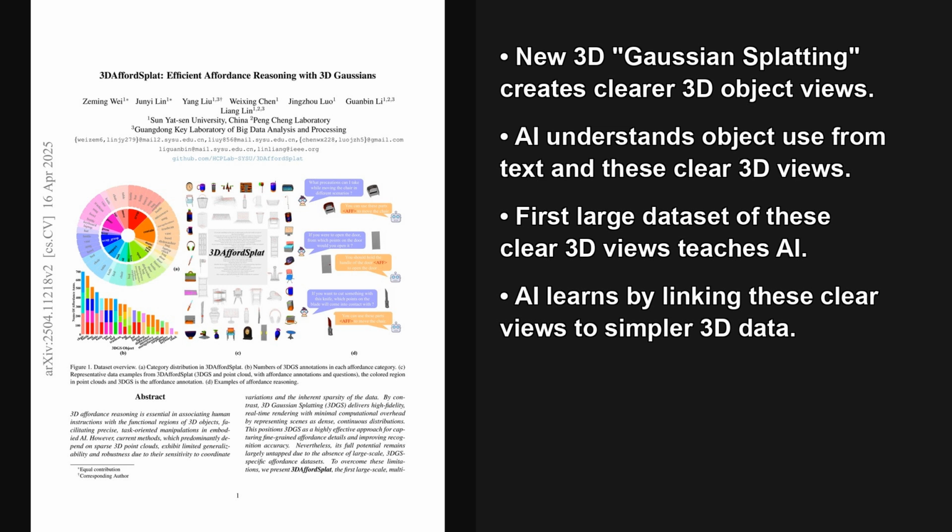I'm your host, Alex. Today we're looking at a paper published on April 15th, 2025, titled 3DAffordSplat, Efficient Affordance Reasoning with 3D Gaussians. So this paper tackles a really interesting challenge in AI, how systems understand the functional parts of 3D objects, something called 3D affordance reasoning. Like figuring out which part of a mug is for holding.